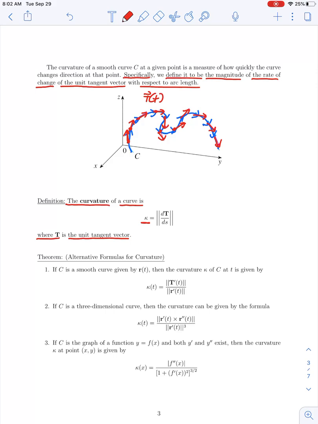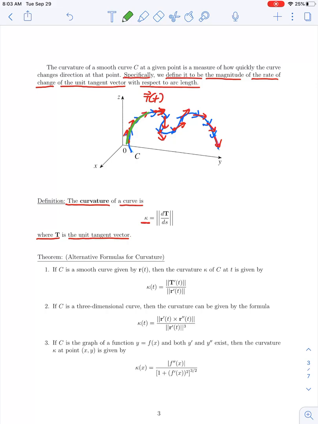And we're looking at how quickly these unit tangent vectors are changing as we're moving along the curve, that is with respect to arc length. So as we're traveling along this curve, we want to see how quickly these tangent vectors are changing direction. And we can see that for some parts of our curve, like as I'm moving along this section, my tangent vector isn't changing by all that much. And our curve appears to be pretty flat here.